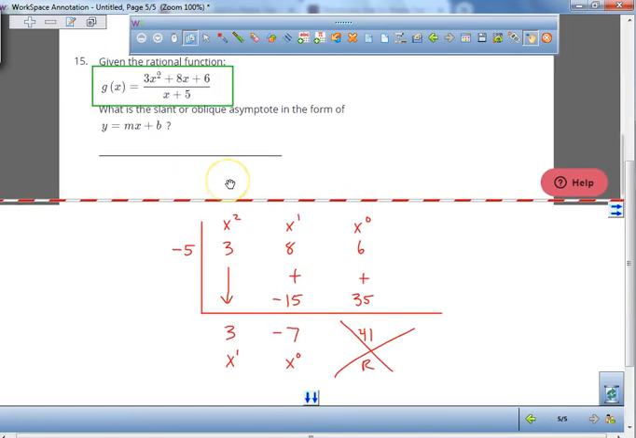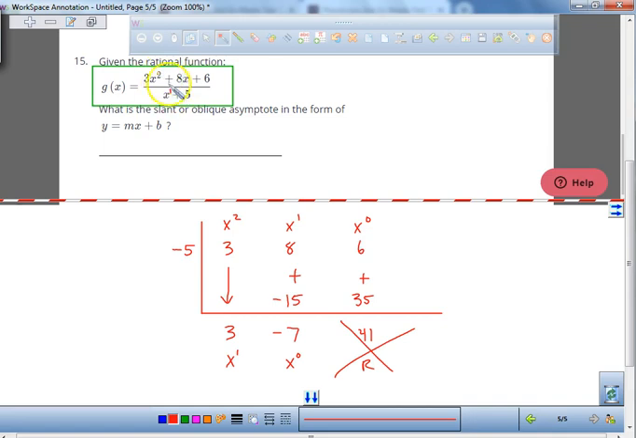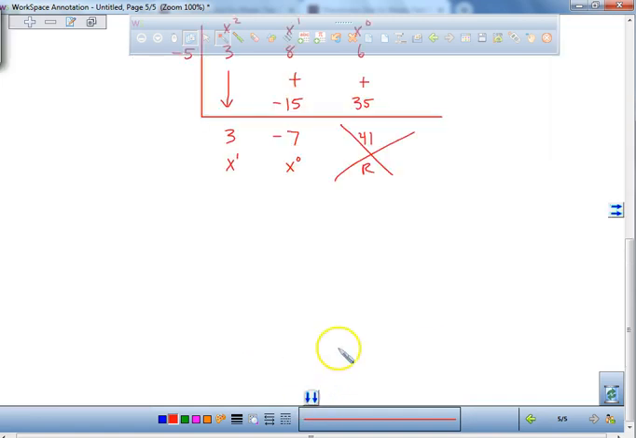Does anybody remember the rule for slant asymptotes? This degree has to always be what? 1 degree higher, right? Or this degree has to be 1 degree less, or this one has to be 1 degree higher. Why are we allowed to use synthetic division? Because this is just x to the power of 1. So I will only use a quadratic divided by a linear to help you find your slant asymptote. You are going to have to find a slant asymptote, okay?